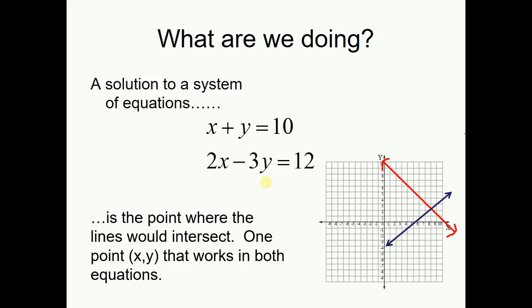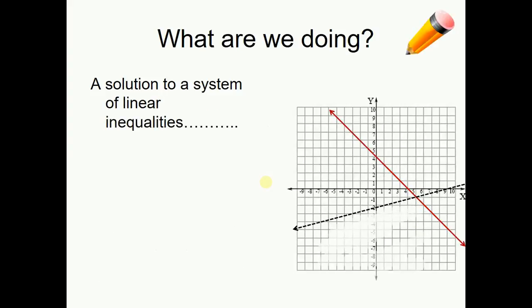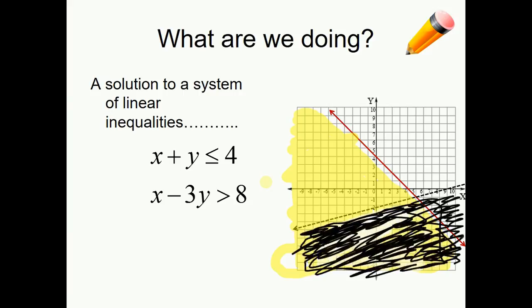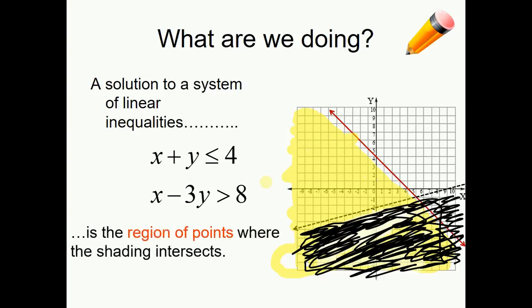Now, what happens if I want a solution to a system of linear inequalities? So if I graph my two inequalities and I'll graph their sides. So I have x plus y is less than or equal to 4, and x minus 3y is greater than 8. So I will shade in x plus y less than or equal to 4. Then I will shade in x minus 3y greater than 8. And notice, guys, the solution to your system is a region of points.